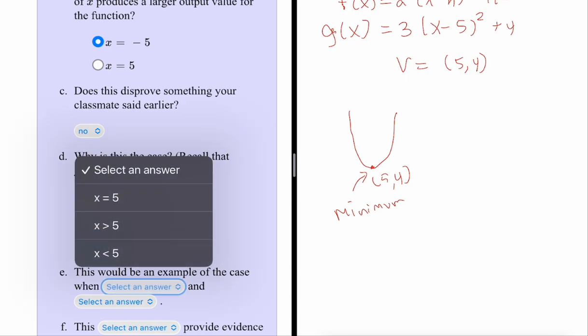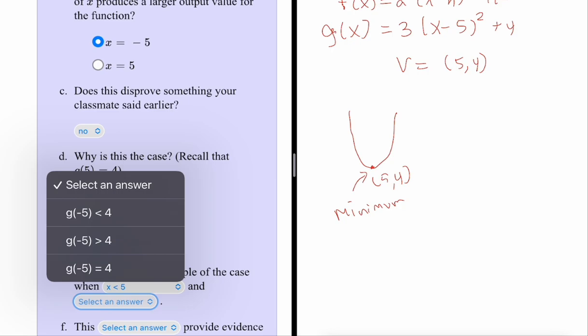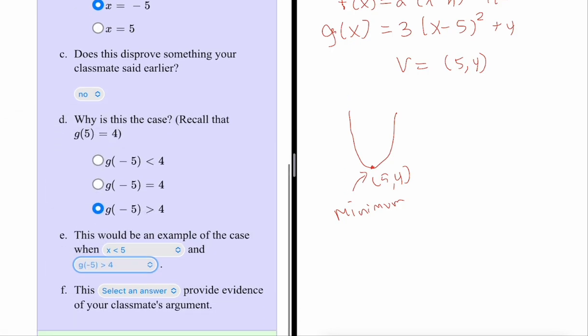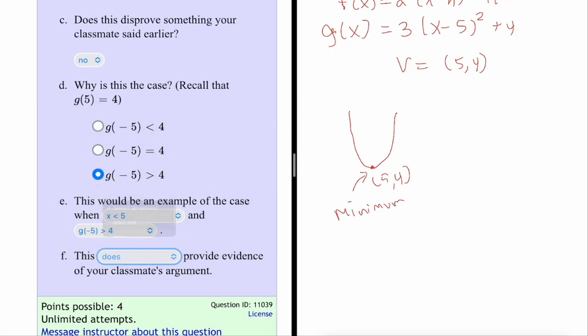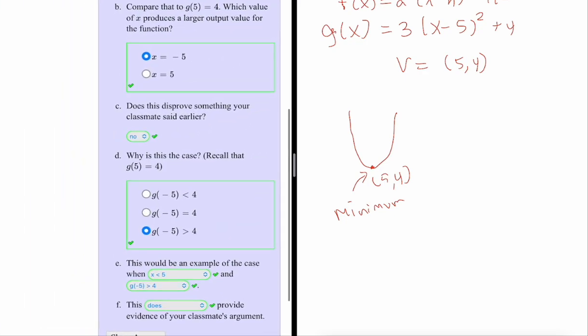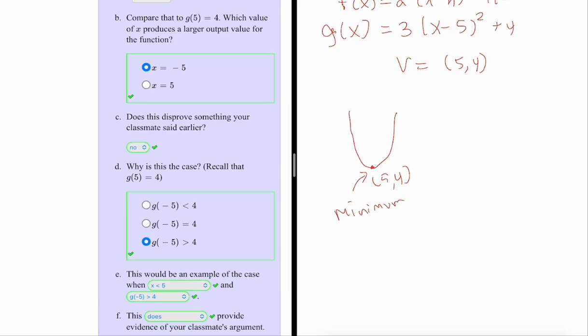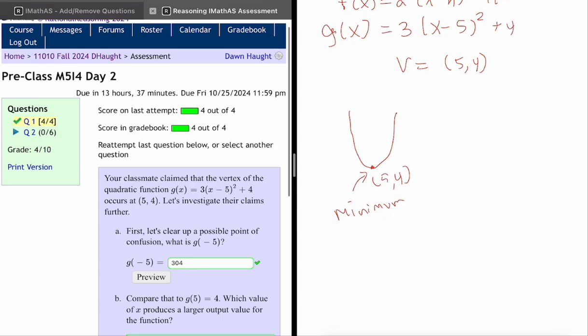This would be an example that when x is bigger or less than 5, g of negative 5 should be bigger than 4. This answer does provide evidence of your classmate's argument. So that's what they're looking for in this first little section here, okay? That's what they were looking at. They're just kind of showing you, hey, it has to be the littlest value, and that's what happened. Now let's go to question 2.